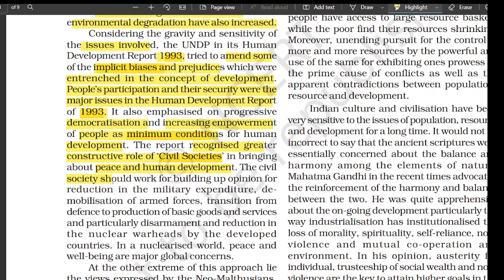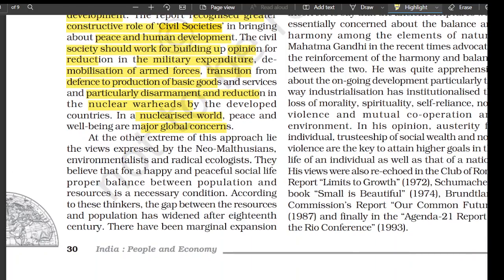The civil society should work for building up opinion for reduction in military expenditure, demobilization of armed forces, transition from defense to production of basic goods and services, and particularly disarmament and reduction in the nuclear warheads by the developed countries. In a nuclearized world, peace and well-being are major global concerns.